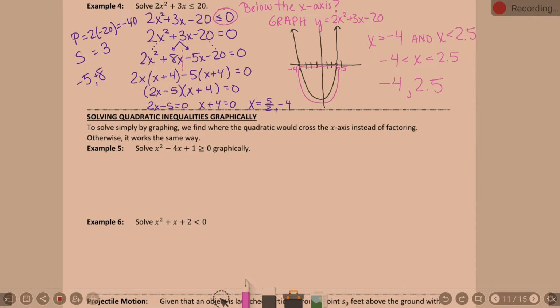Now, what I haven't addressed, parentheses or brackets. Why? Right here, there was an equal to sign, yes? So we do want to include the -4 and the 2.5, which means when I was writing these inequalities, what should I have been putting on them? All those inequalities should have had equal to's.